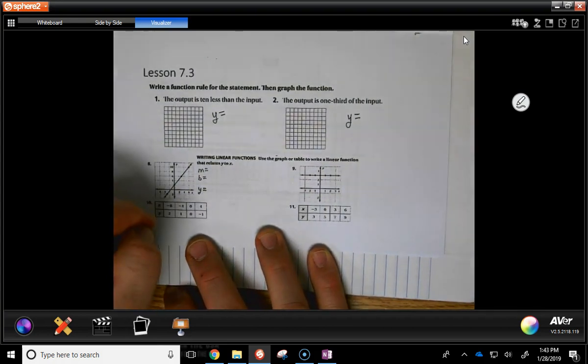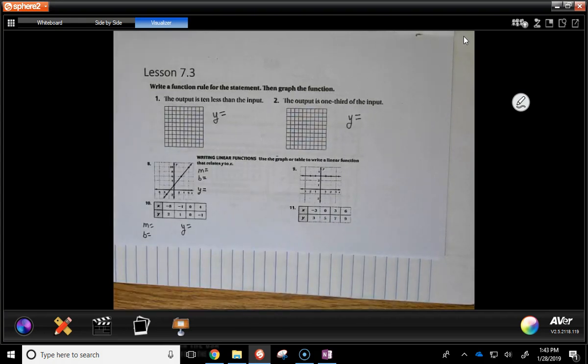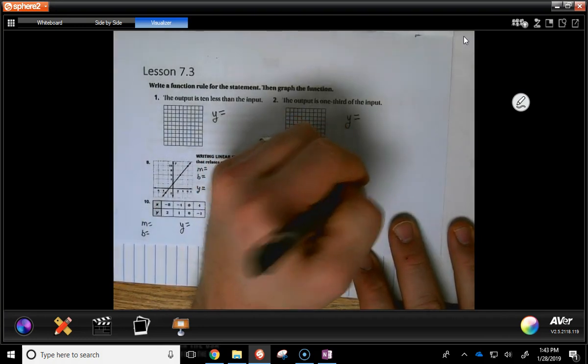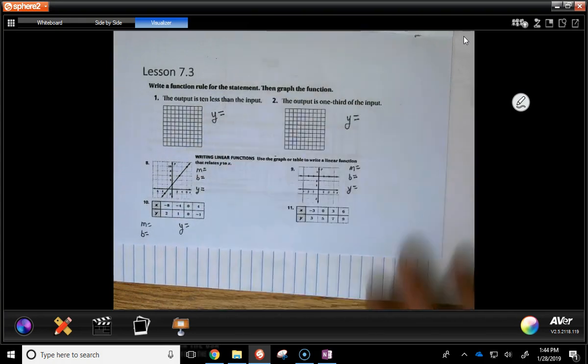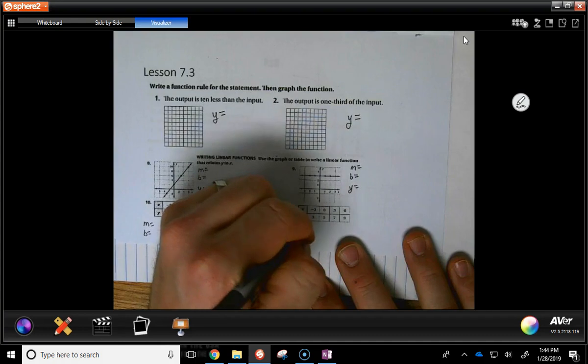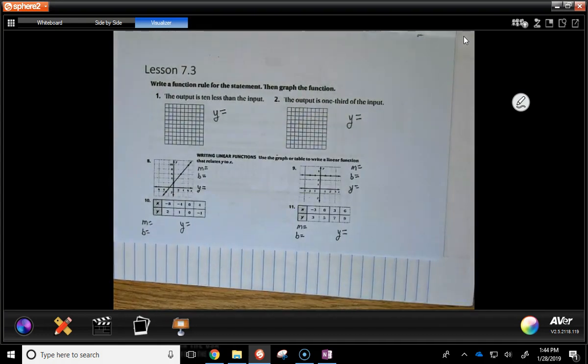On number 10, slope, y-intercept, then y equals my equation. Number 9, slope, y-intercept, y equals what? Number 11, what is my slope? What's my y-intercept? Y equals. And that is what we are working on for tomorrow. Any questions? All right.